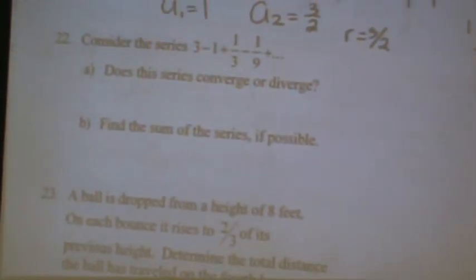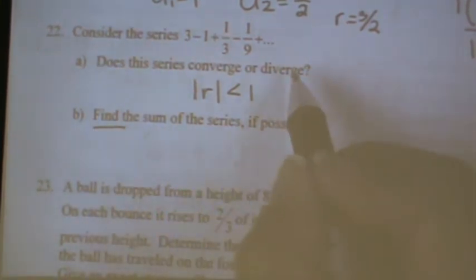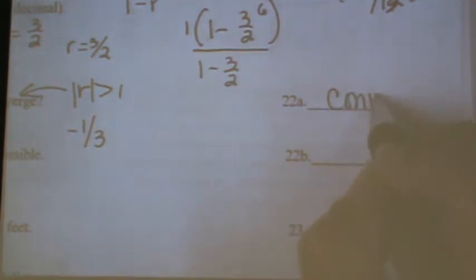Number 22. Does this series, this is a series because it has pluses and minus signs in between. Does it converge? Converge is when the absolute value of r is less than 1. If it converges, you can find the sum. If it diverges, diverging is when r is greater than 1. So I need the r value to decide if it's converging or diverging. You take the second term, which is -1, and you divide it by 3. And then you can keep doing that pattern. You get r is -1/3, so that is going to converge.